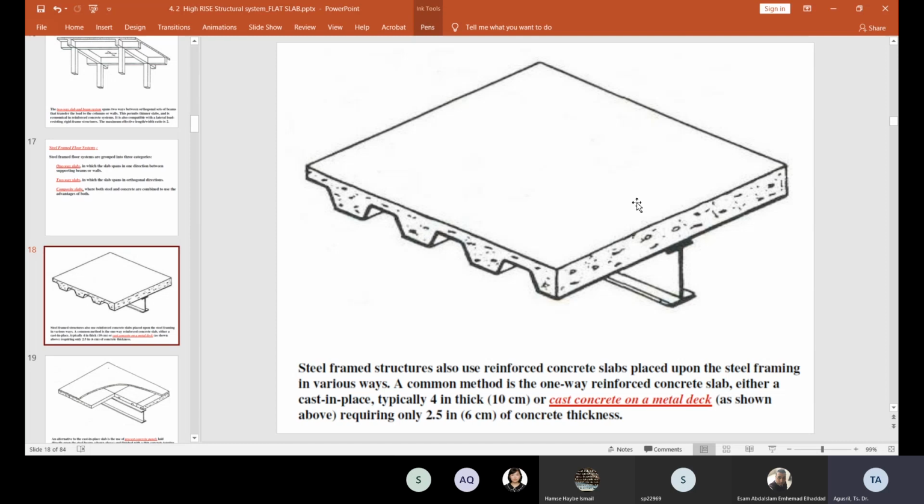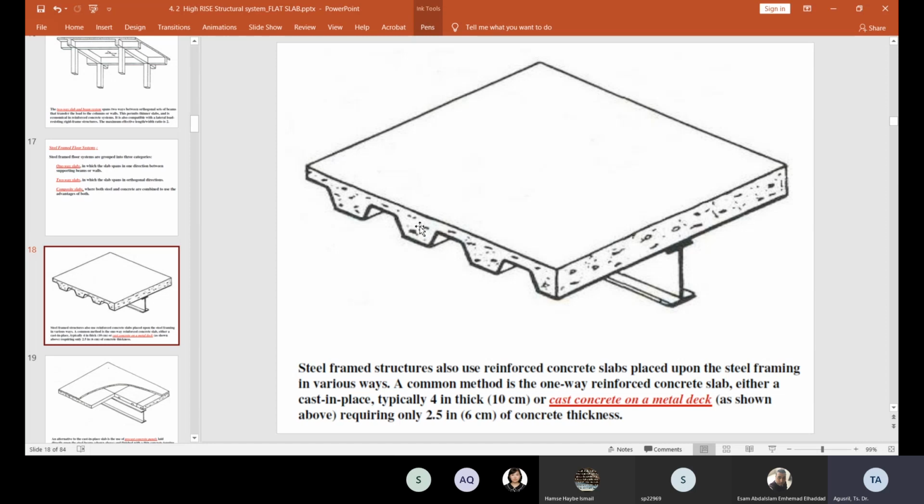Okay, this is the composite slab. You can see this is the steel beam, the I-beam, or in design we call it the UB, universal beam. And then this is the steel deck. Okay, the steel deck with a certain strength.